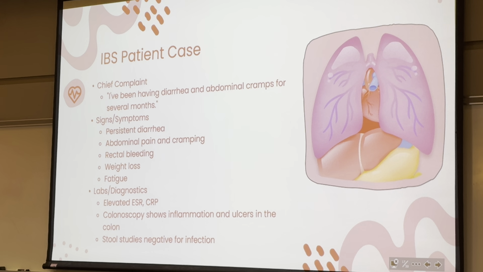Rectal bleeding. Let's see, what's your location for UC? Most often the large colon, sometimes small intestine, however you word that.